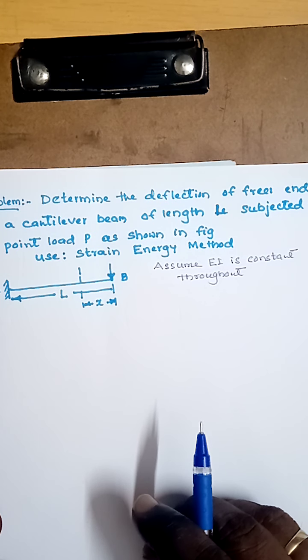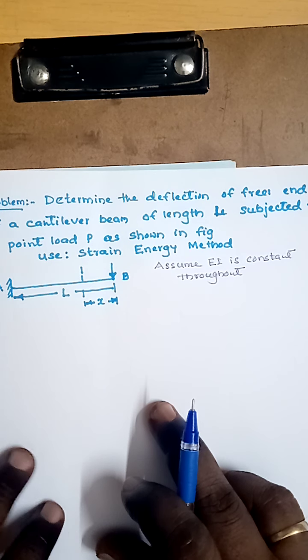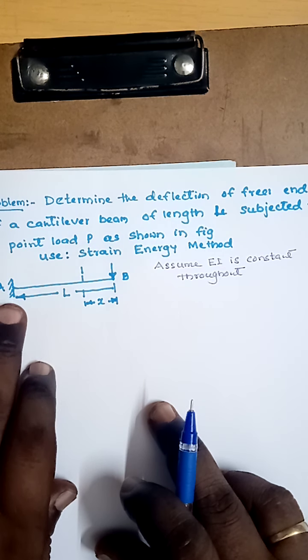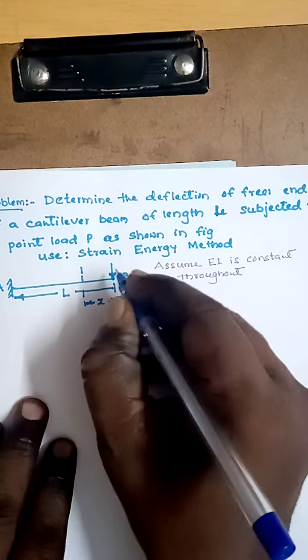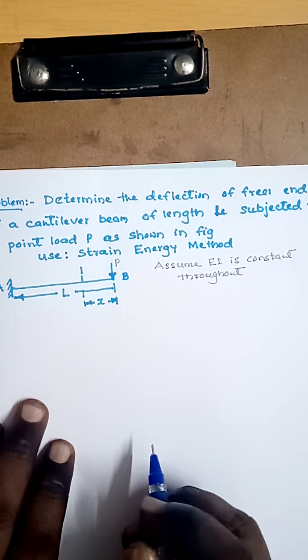Determine the deflection of the free end of a cantilever beam of length L subjected to a point load P as shown in figure by using the strain energy method. A is the fixed end, B is the free end. It is subjected to load P.